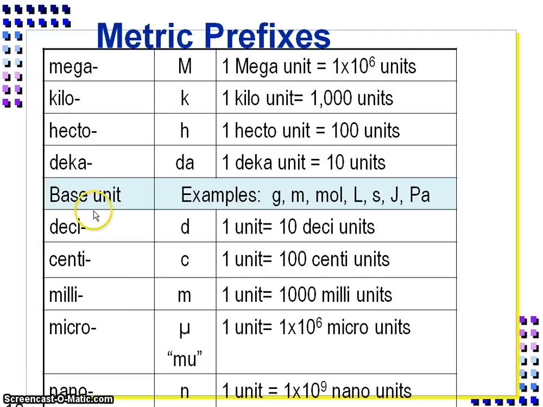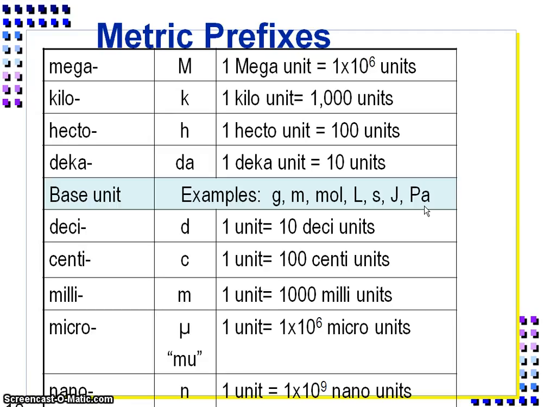The way that I wrote out this table, I have base units here, sort of in the middle of the table. A base unit is any metric unit that you can slap a prefix on the front of. So base units are things like grams, meters, moles, liters, seconds, joules, pascals. Those are the most common base units. And it would be possible to put prefixes on the front of those.